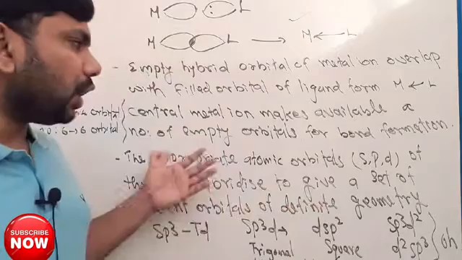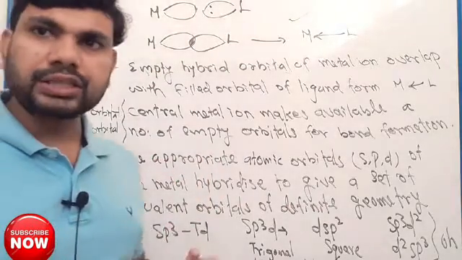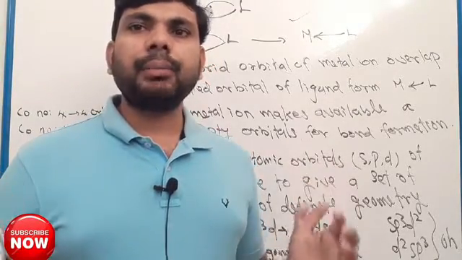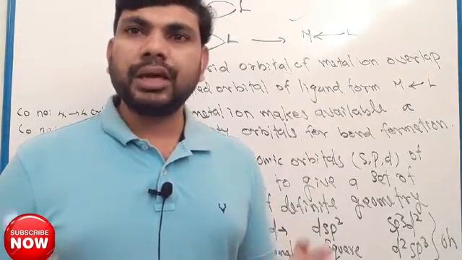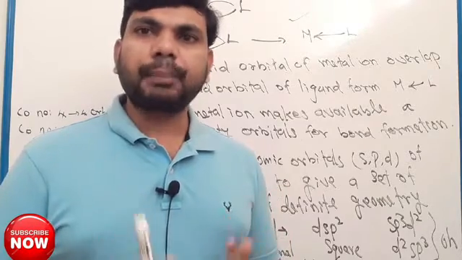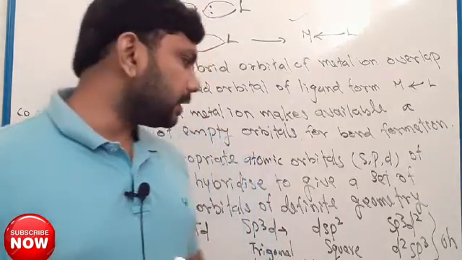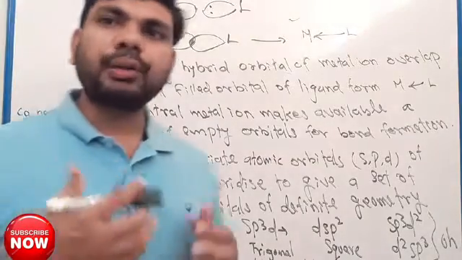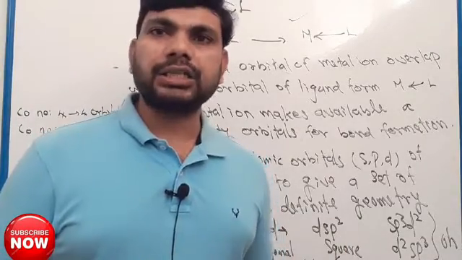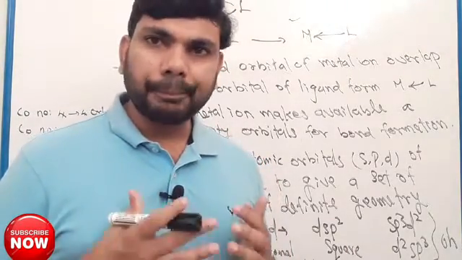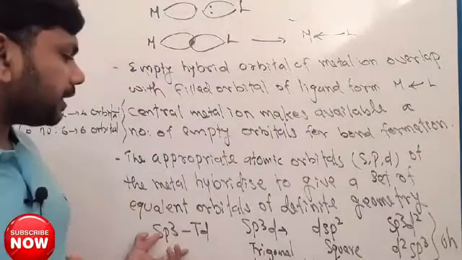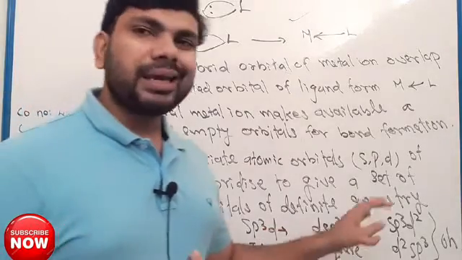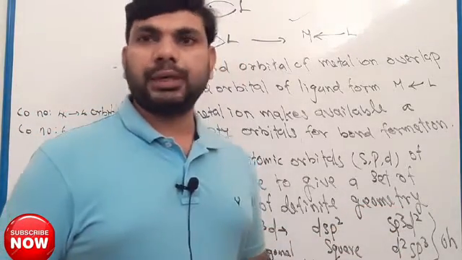So here, empty orbitals of the central metal atom, after hybridization, form a set of orbitals with equivalent energy, a set of orbitals with a definite shape and energy. So here the possible hybridizations are sp3, sp3d, dsp2, sp3d2 and d2sp3.